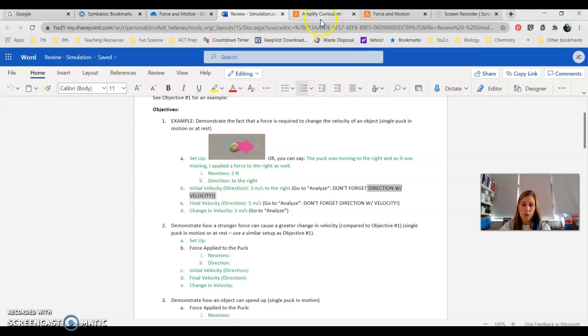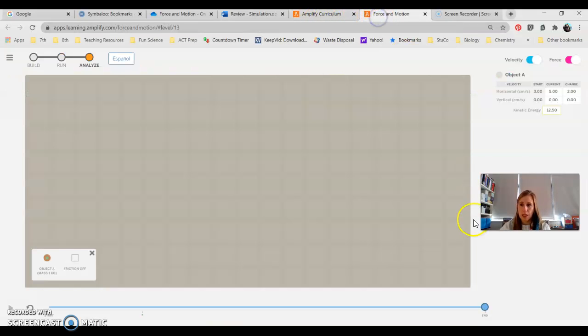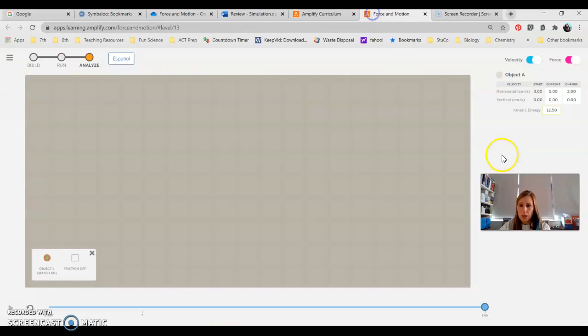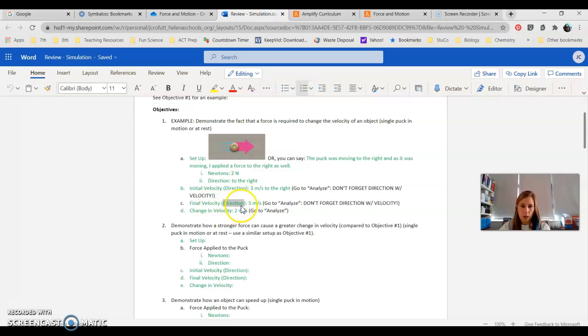If I forgot what I set my initial velocity as, I can look under analyze and say, horizontally, I started with 3 meters per second. Then I go back in my review to final velocity, and don't forget the direction there as well. Under analyze, horizontally, my final was 5 meters per second. I would include that right there, 5 meters per second. I forgot something important there, so I'm going to say to the right.